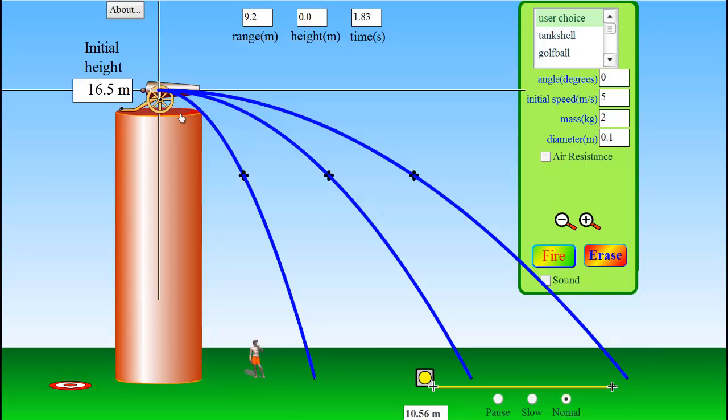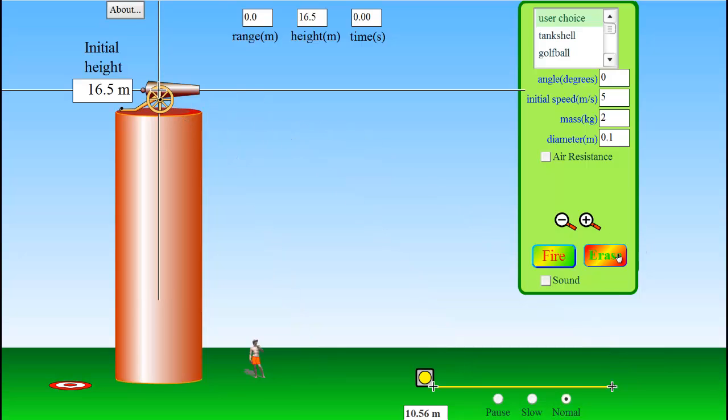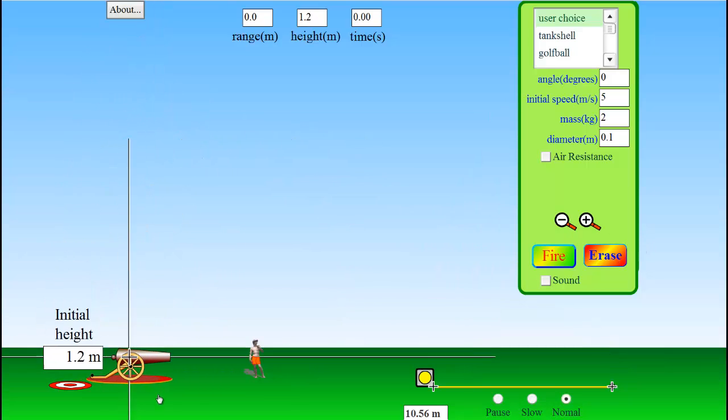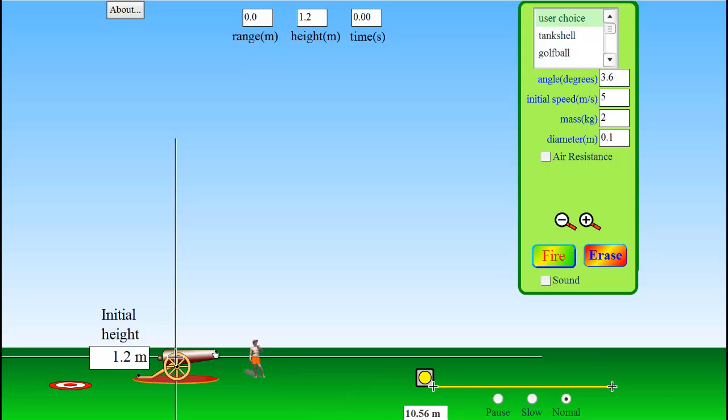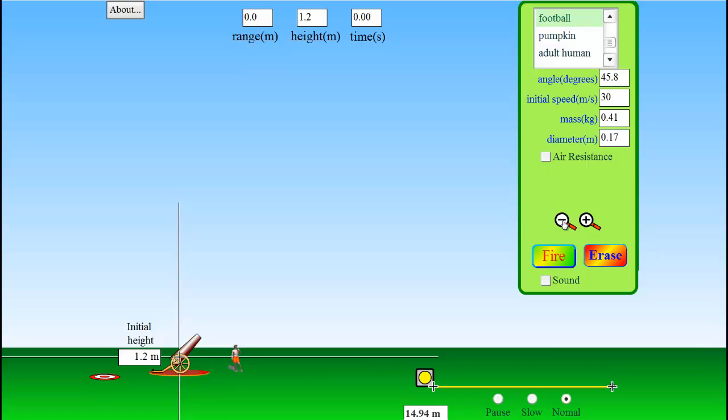Another thing I like to use this simulation for during lecture is to illustrate the importance of air resistance. Let me put this back down to the ground, set the angle to about 45 degrees, and I'm going to set the initial speed to 30 meters a second. I'm going to choose as my projectile a football. Now let me back out a little ways. And let me fire the football.